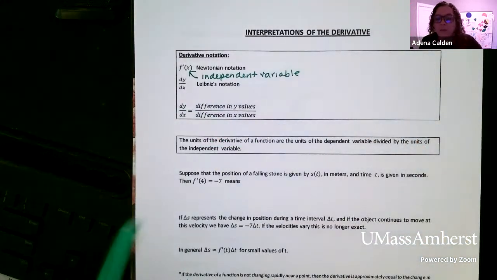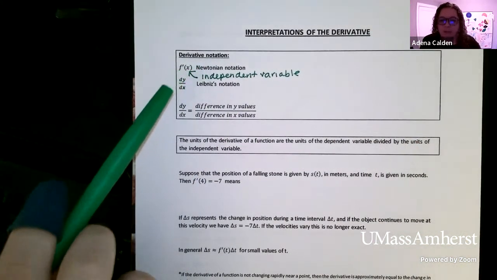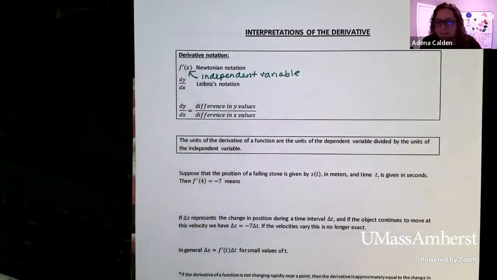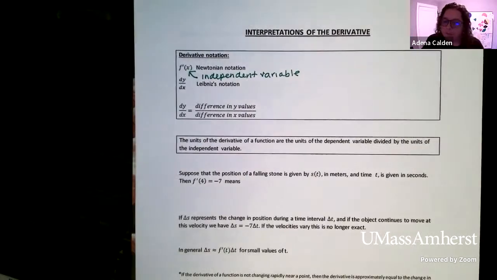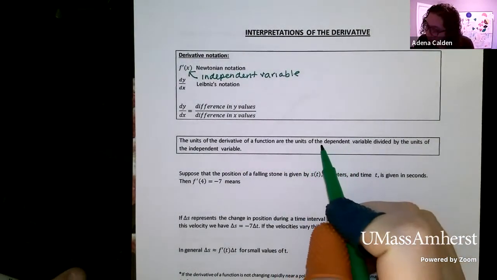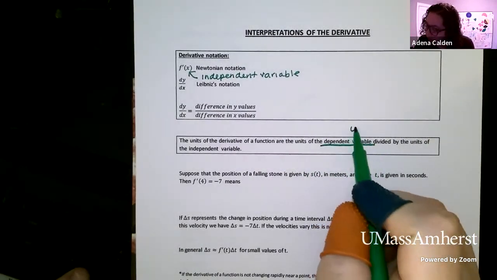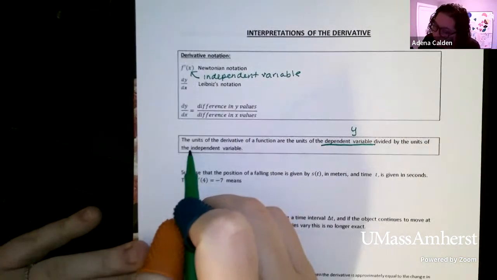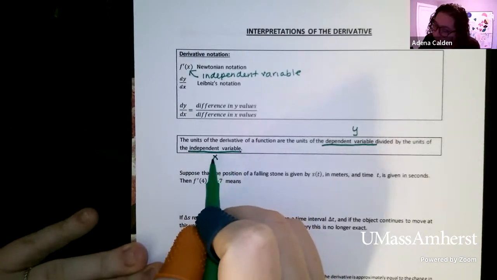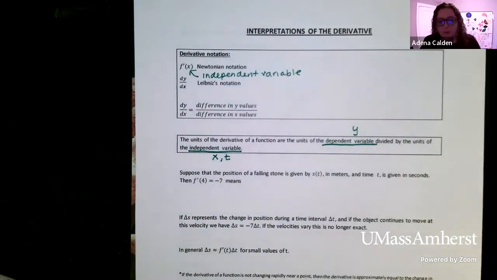Okay, so even if we're using the Newtonian notation, the units are the same because they mean the same thing. And so the units of the derivative are going to be the units of the dependent variable. So that's usually a y, doesn't have to be, but usually, divided by the units of the independent variable, which is commonly either x or t.